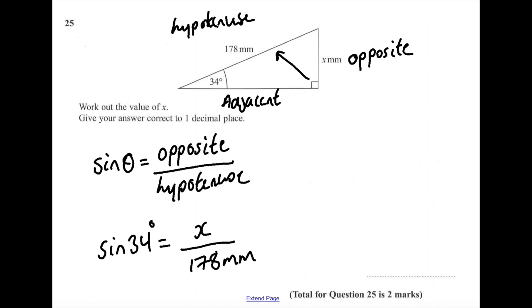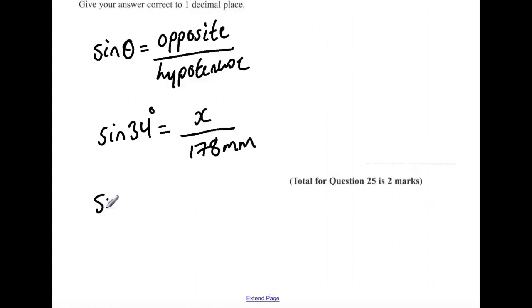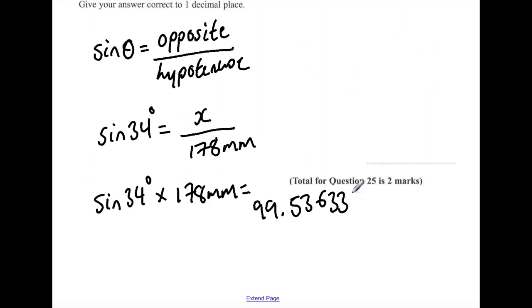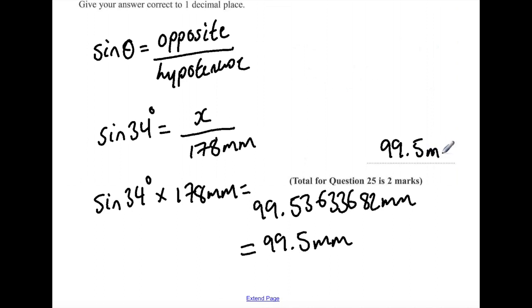I'm then going to multiply both sides by 178 millimeters. So sine 34 multiplied by 178 millimeters gives us 99.5363362 millimeters, and I'm going to round it to 1 decimal place, so it's 99.5 millimeters. That's our final answer. Let me just squeeze it in over here.